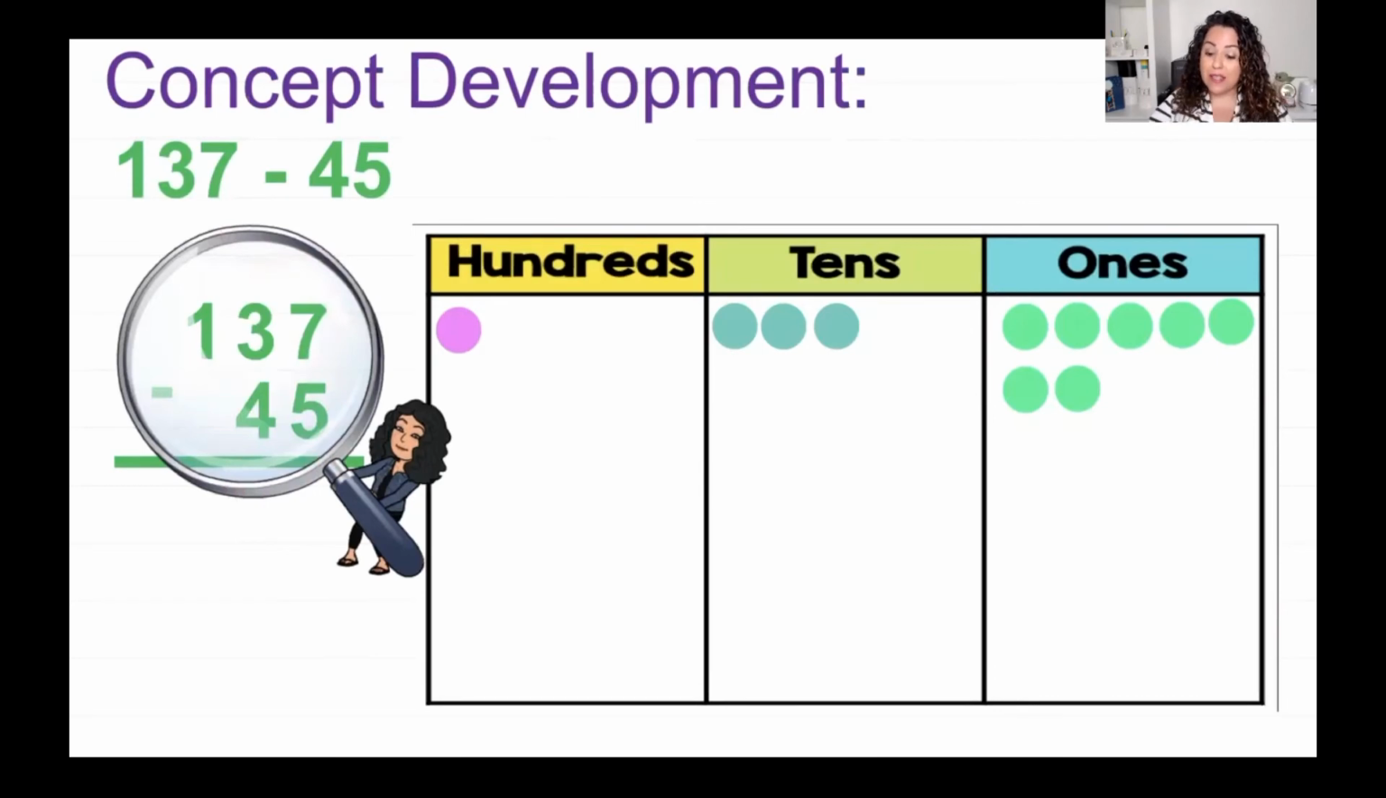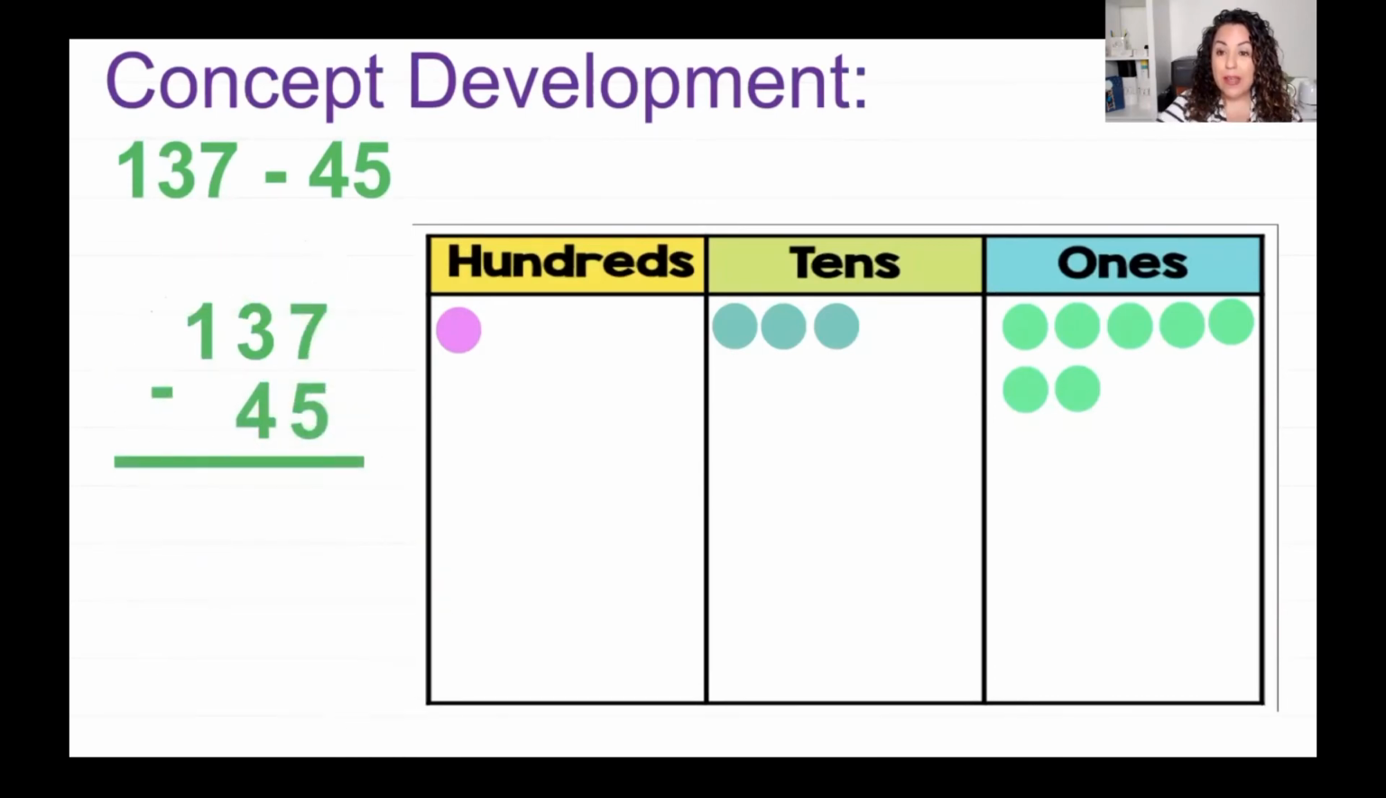So let's go ahead and get started with our problem. The first thing we do is we look at our ones place. I have 7 ones and I need to take away 5. So here's my 7 ones and there goes 5 ones. So what am I left with? I'm left with 2 ones. So now let's look at our tens. More on the top or more on the floor? More on the floor, so go next door and get 10 more.